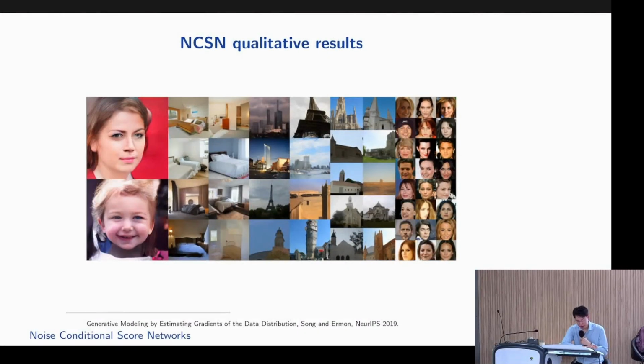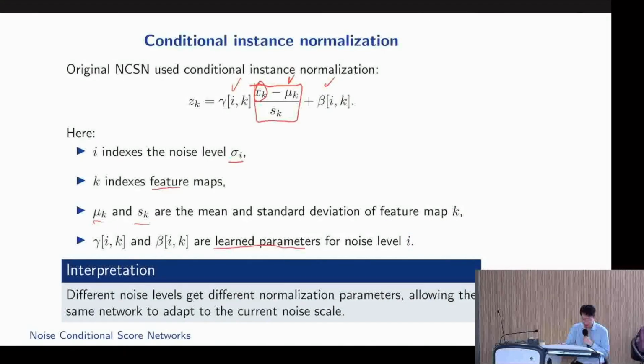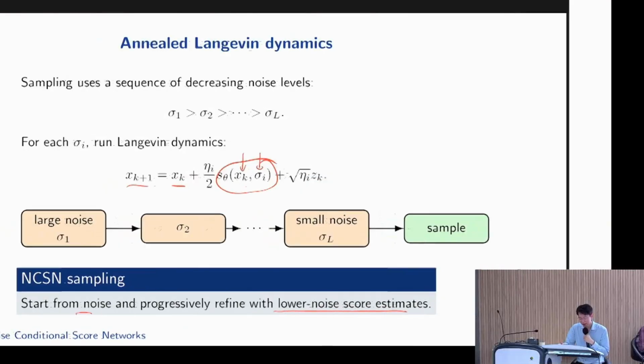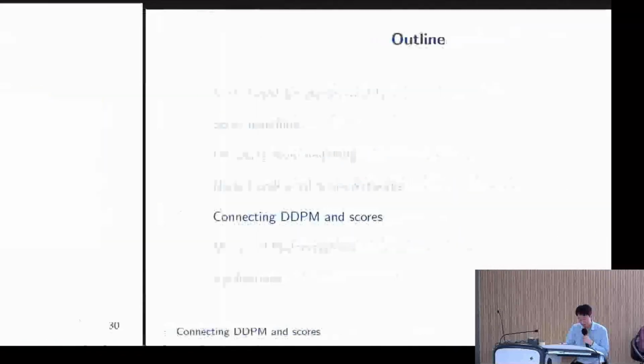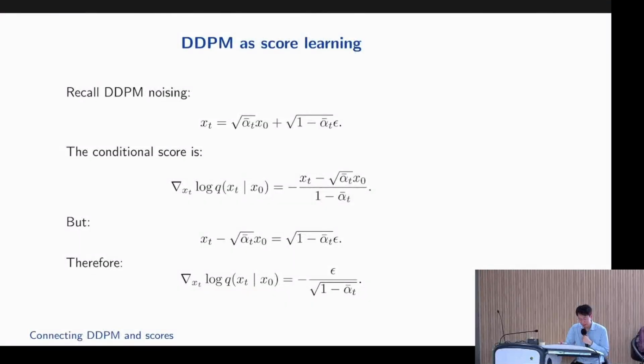So qualitatively, it looked really, really crisp and nice. It was able to generate really high resolution images. If we look at the equations, they look awfully similar to DDPMs. So how do they all come together under an umbrella? We can view DDPMs as score learning.